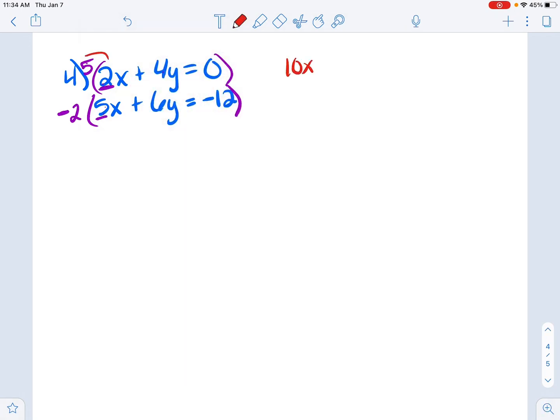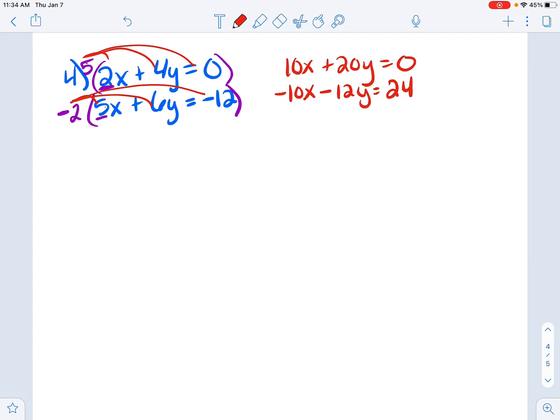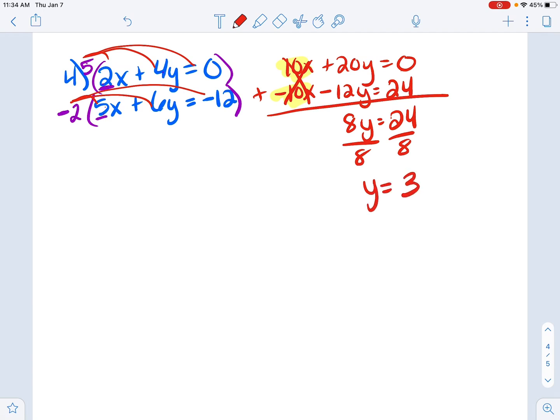5 times 2 is 10x. 5 times 4 would be plus 20y. 5 times 0 would be equals 0. Now do the bottom. Negative 2 times 5 is negative 10x. Negative 2 times 6 would be minus 12y. And negative 2 times negative 12 would be equals 24. Okay, I noticed that my x's are same number, opposite sign. So we're going to add the equations together. 10 plus negative 10, that's gone. 20 plus negative 12 would be 8y. 0 plus 24 is 24. Divide by 8, and y equals 3.